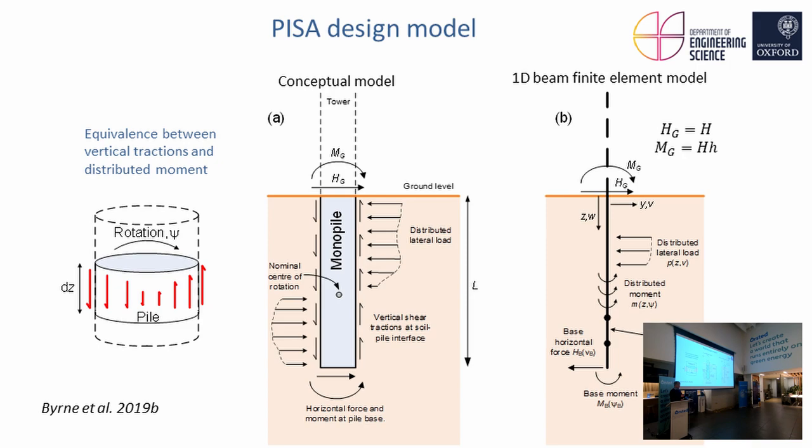So on the right-hand side here, this is the computational model. We have some beam elements, and we have four components of reaction: a P, distributed load, an M, and then a horizontal force, H, and a base moment, M. In this modeling approach, we're going to invent some functions that relate these soil reaction components to the local displacements and rotation. If we have a good representation of that, then this model on the right, which is very rapid to compute and is programmed in MATLAB, will give high-quality representations of the behavior of the monopile as observed at the ground surface.